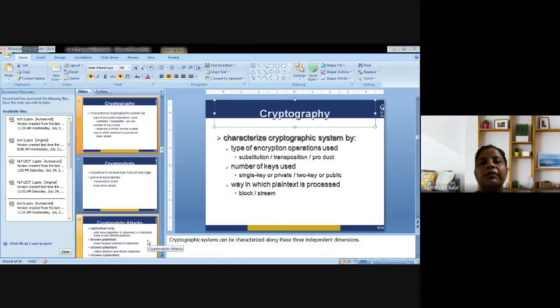Third is the way in which the plain text is processed, like it is based on the block cipher, or it is based on the stream cipher. We have discussed both the techniques. Whatever the way we are using, if we are using block cipher or stream cipher, we are supposed to mention the same. Like if we are using DES, then we are concerned with the block cipher technique. And nowadays, block cipher technique is being used.